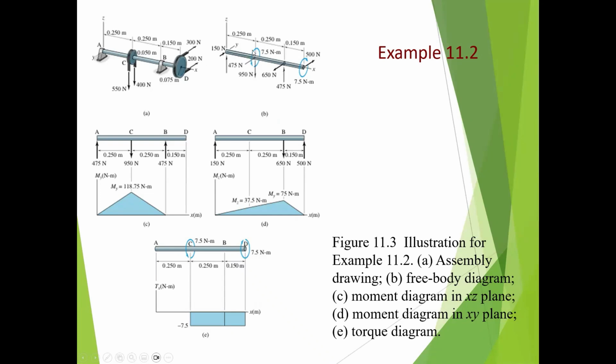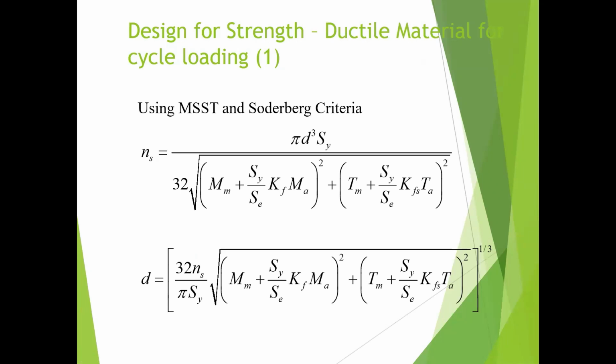This is the system, and based on the geometry and the loading conditions, we can draw this free body diagram. Then we get this moment diagram and also this torque diagram. And then we talk about how to use MSST and Soderberg. People use Soderberg, but I told you about Goodman theory, right? This criterion, it doesn't matter. I give you all these tools.